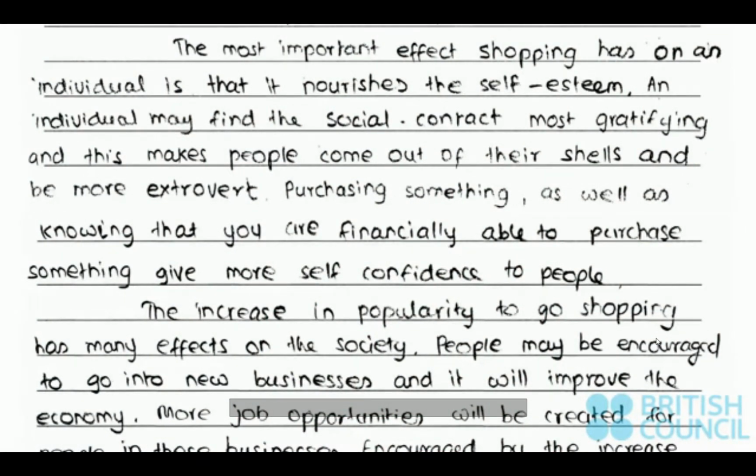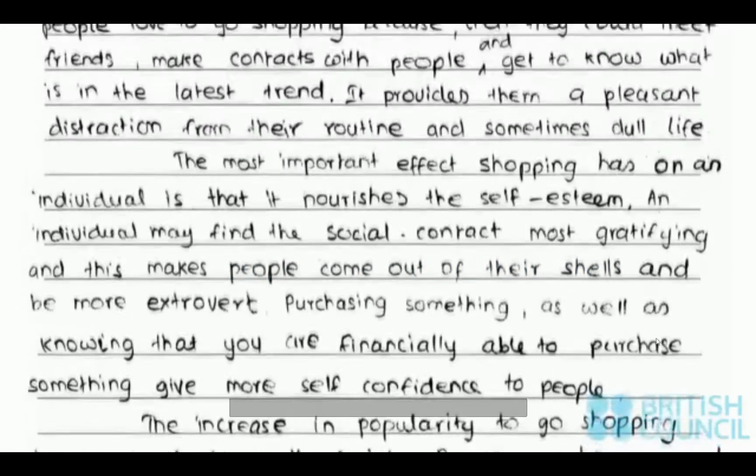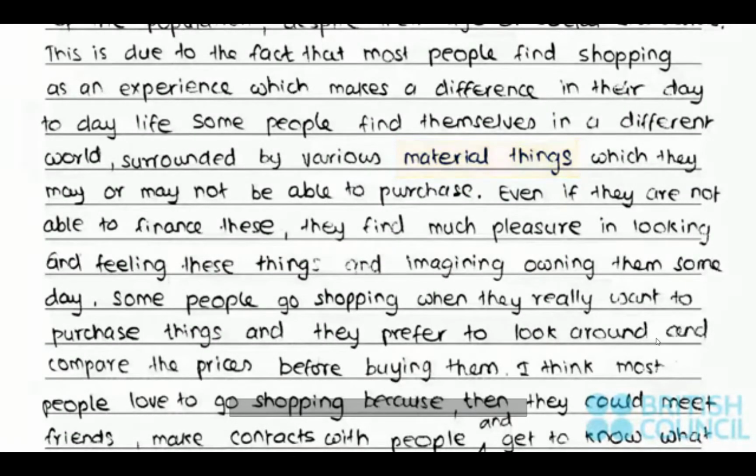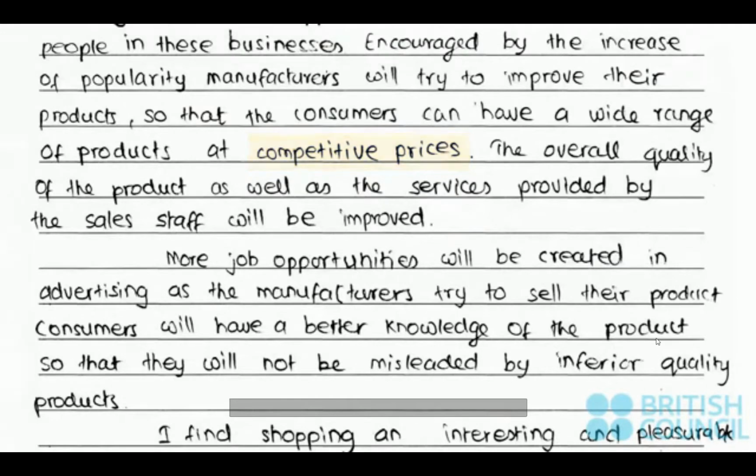Going on to the actual language, there are very few mistakes grammatically. There's minor mistakes, like there's some commas that are missing, but generally it's very, very well controlled. The vocabulary is very, very well used. There's a number of idiomatic phrases, for example, to come out of your shell, which is correctly used. Also, collocations, words which are frequently found together, natural combinations of words. For example, to get to know something, to nourish self-esteem, material things, competitive prices. These are all good collocations which indicate a candidate's higher level of vocabulary.